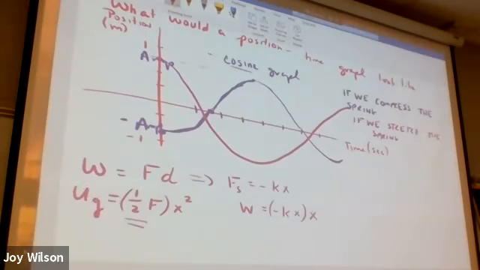Thank you. Yes. That's the work done on the spring or by the spring? This would be the work, the potential energy would be work done on the spring. Kinetic energy would be work being done by the spring.